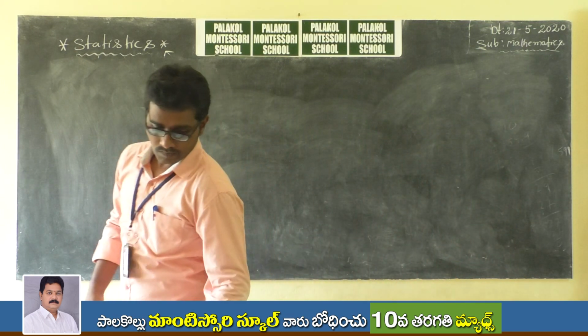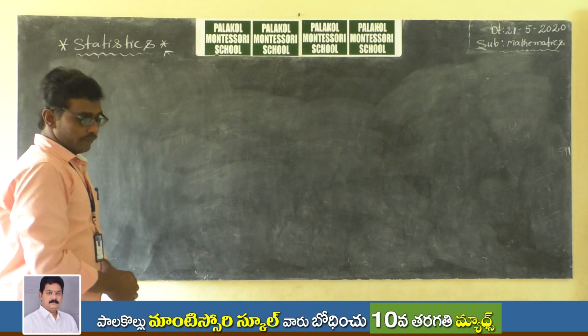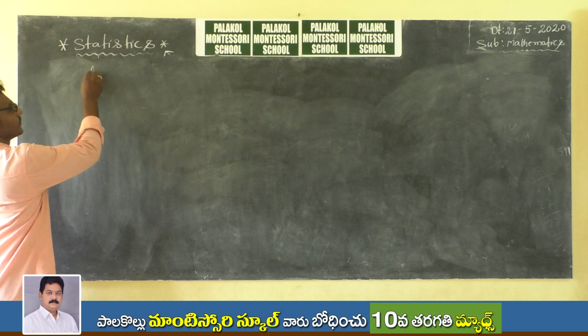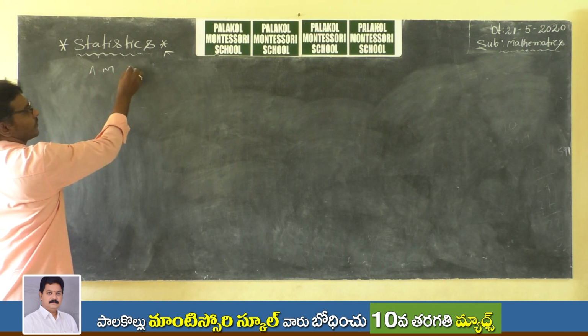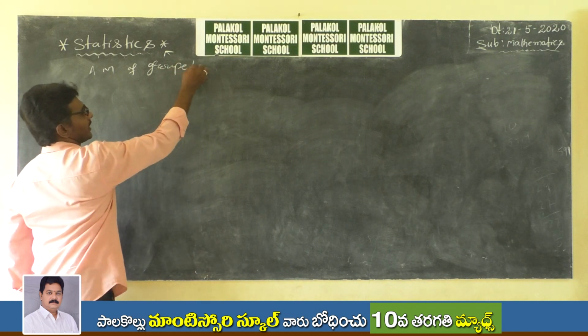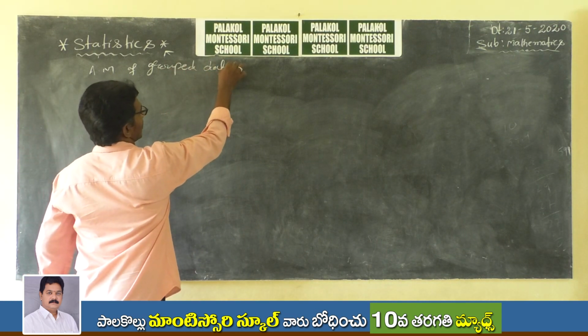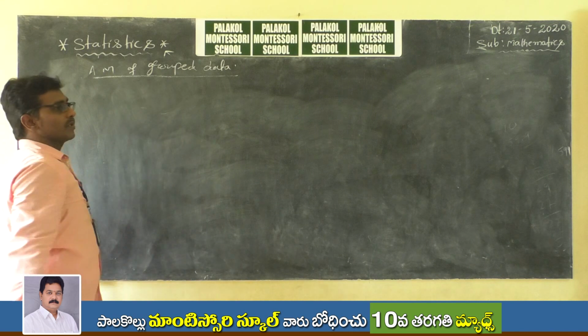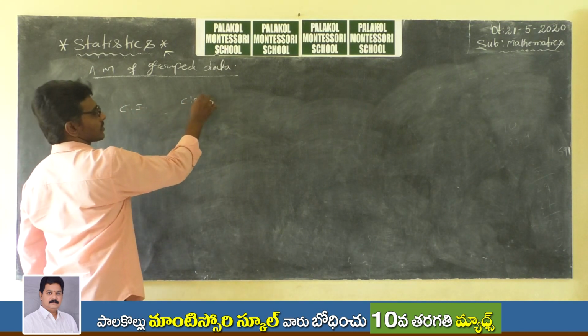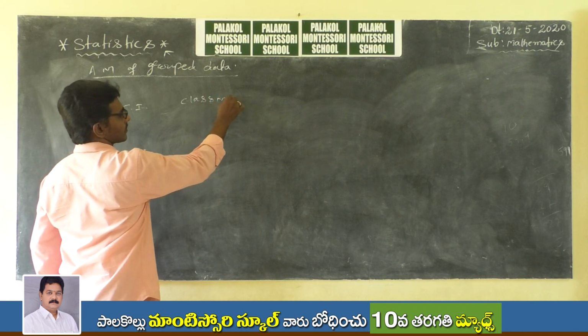Okay. Very important. Discuss about the ultimate mean of group depth. Group depth. The previous first discuss about the class intervals and the class norms. Class norms.